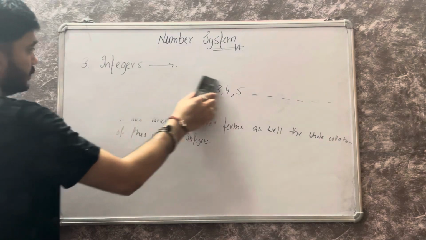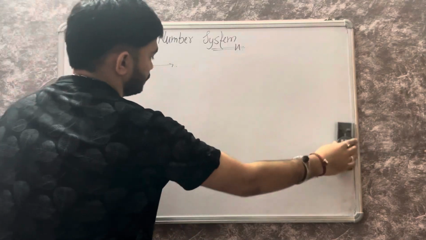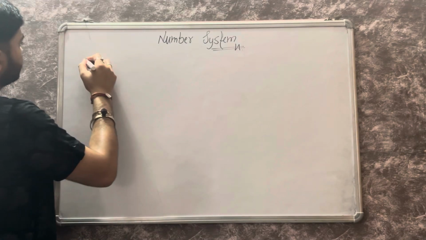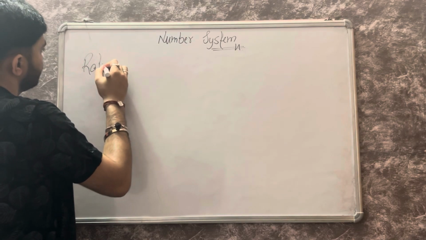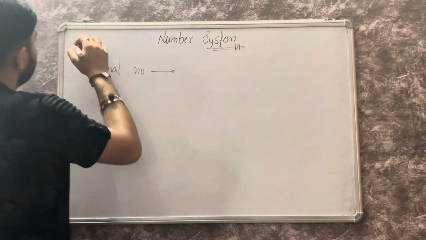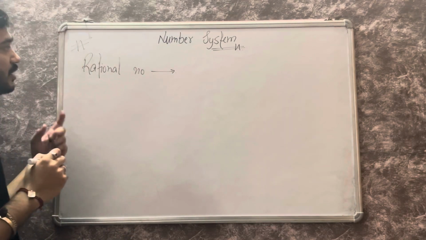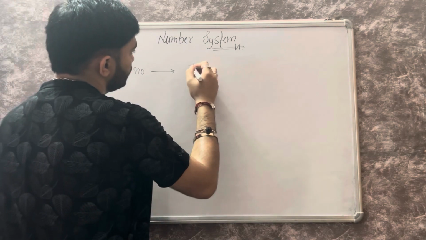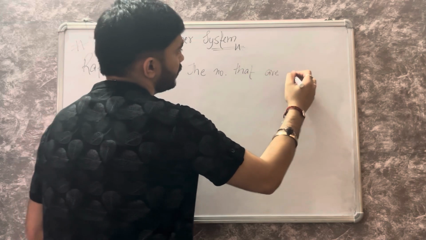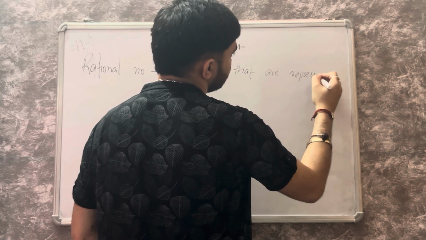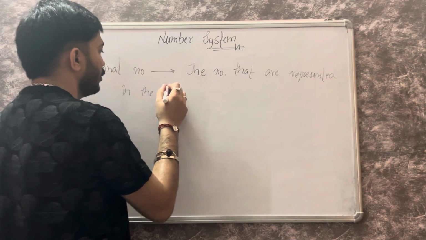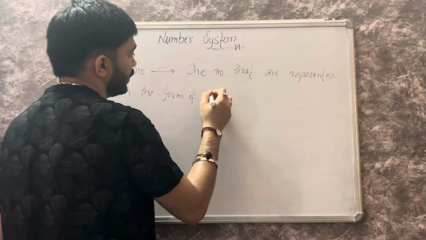Now moving forward, we have rational numbers. What are rational numbers? This is quite important. Always remember the definition of a rational number. The numbers that are represented in the form of P upon Q.